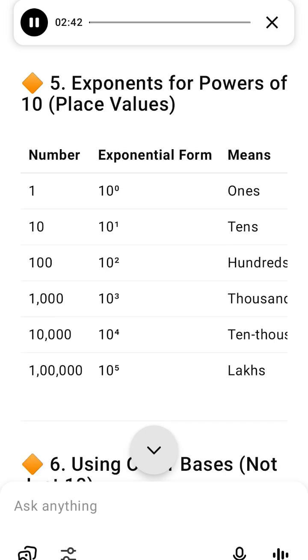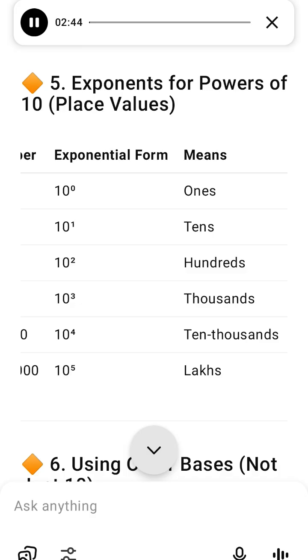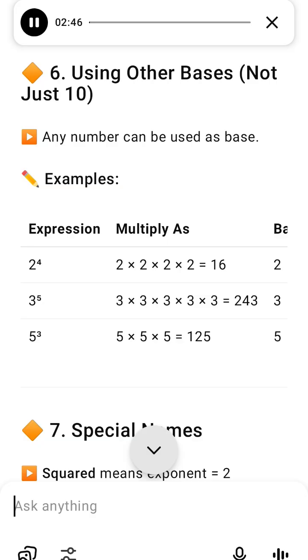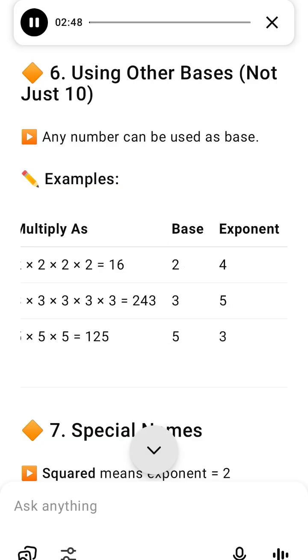Easy memory tips. Exponent equals how many times. Base equals what number is being multiplied. Any number to the power 0 equals 1 always. Squared means power 2, cubed means power 3. Expanded form uses 10 to the power 0, 10 to the power 1, 10 squared to show place value.